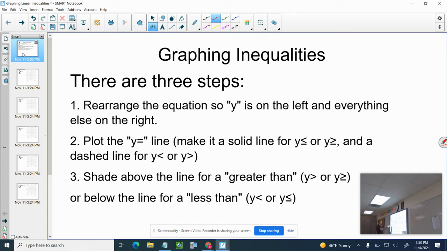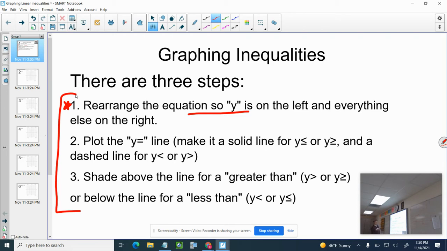So there's three steps right here. You're going to want to write these down. The main thing is this right here, number one. You can do it in another way, and I'll show that way. But typically, you are going to always want to rearrange the equation so y is on the left and everything else is on the right.